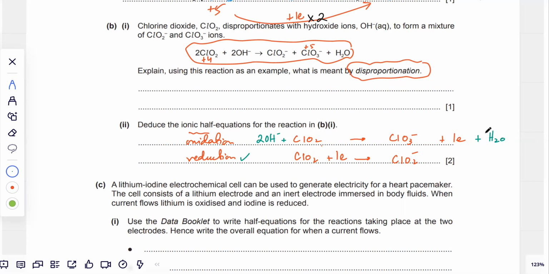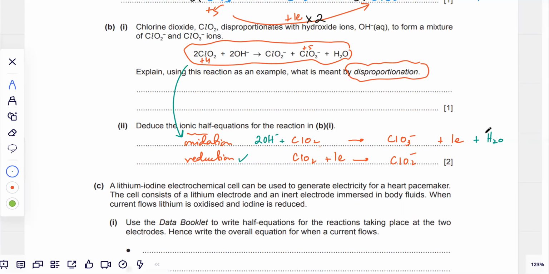So is this clear that the same equation is now split into two half equations? Yes. Okay.